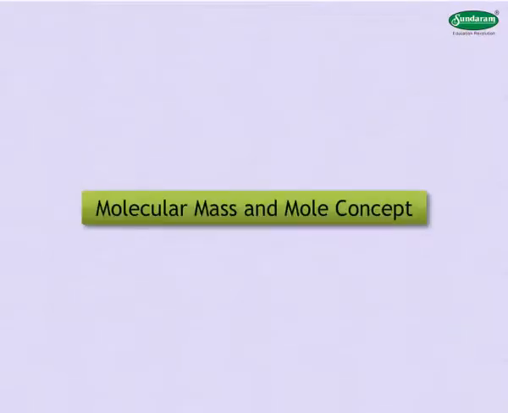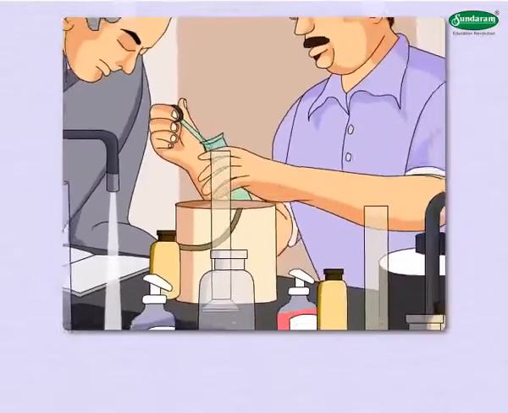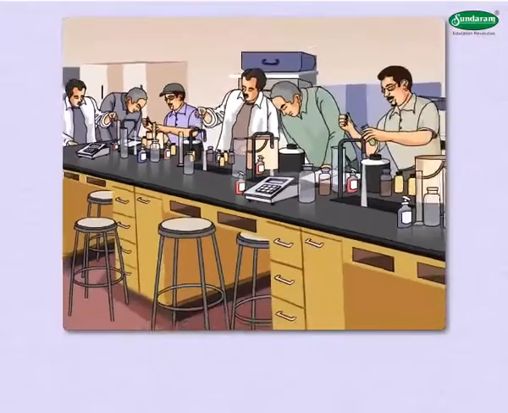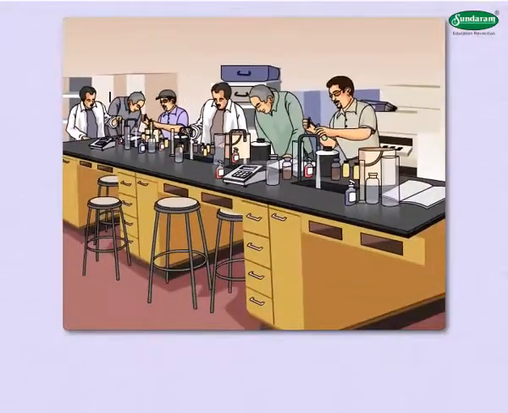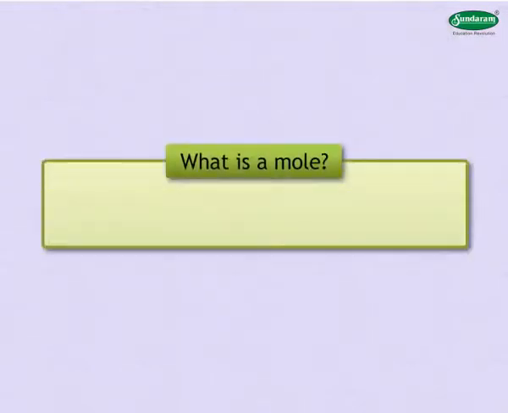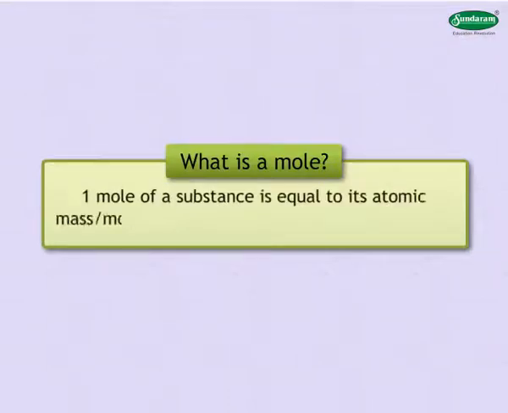Molecular mass and mole concept. When elements or compounds react with one another, it becomes necessary to know how many molecules or atoms are taking part in the chemical reaction. For this, a new concept of mole was introduced. What is a mole? 1 mole of a substance is equal to its atomic mass or molecular mass expressed in terms of grams.